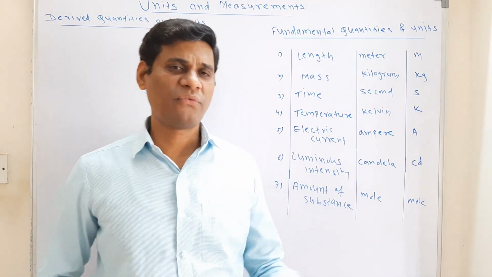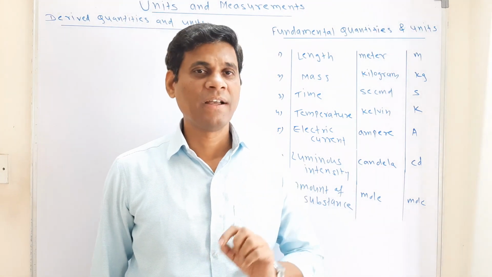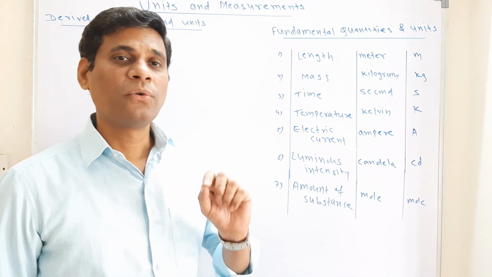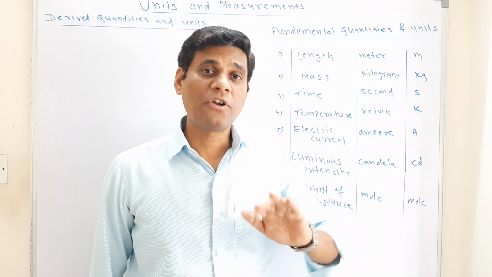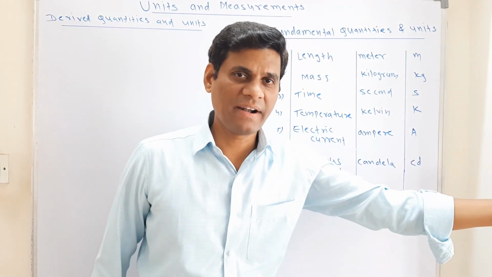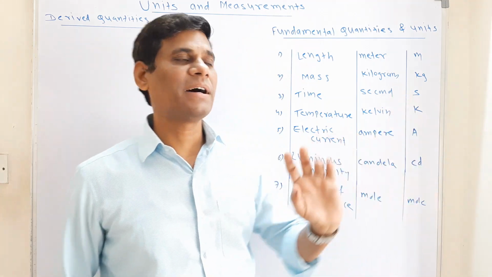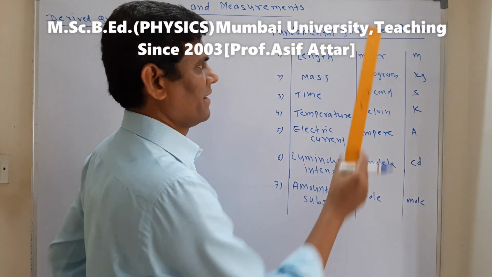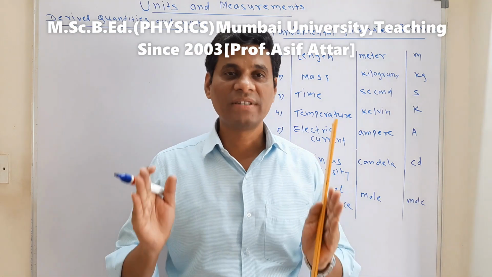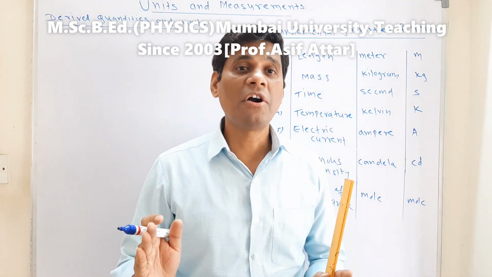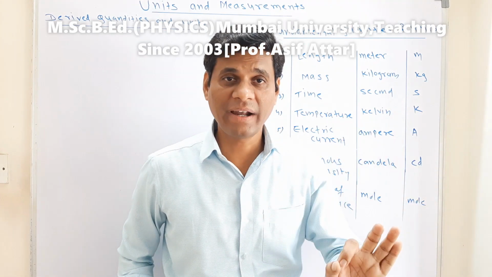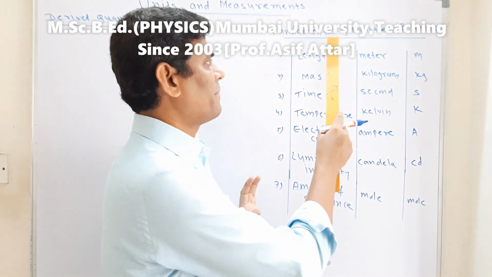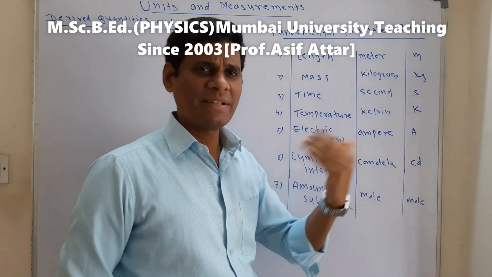In physics, you have a number of physical quantities. Fine. A few physical quantities you can measure directly. That means for their measurement, they are not dependent on any other physical quantities. Those physical quantities we termed as fundamental quantities. I repeat, physical quantities which do not depend upon any other physical quantity for their measurement we call fundamental quantities. Means you can measure directly.